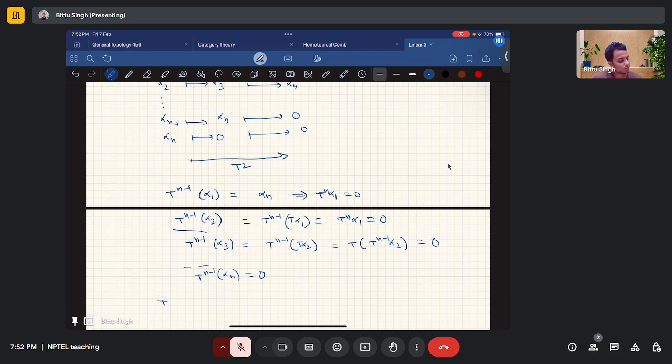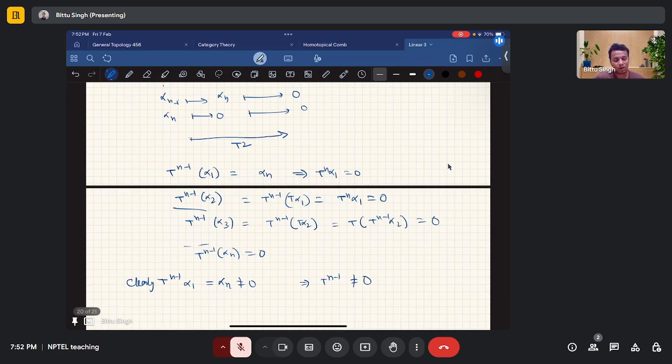So clearly, T to the power n minus 1 alpha 1 equals alpha n, which is non-zero because it is a basis element. Hence, T to the power n minus 1 is non-zero, because if it sends alpha 1 to something non-zero, it cannot be the identically 0 transformation. But T to the power n applied on anything, as we have seen, T to the power n alpha 1 equals 0, so it will automatically imply T to the power n of any alpha is 0. So T to the power n alpha equals 0 for all alpha, right? Therefore, T to the power n equals 0.